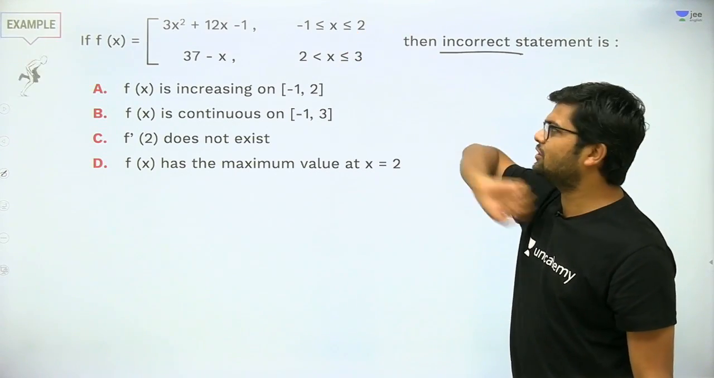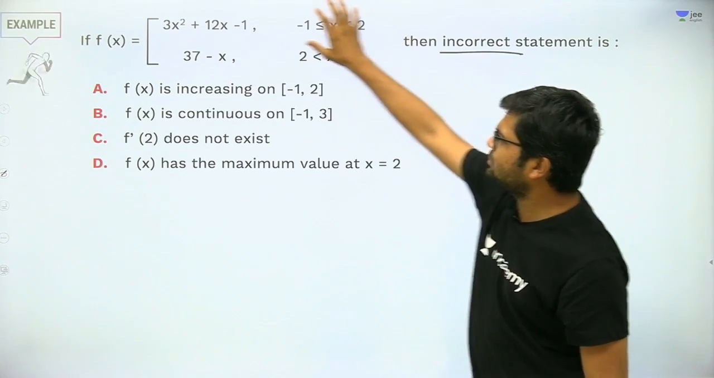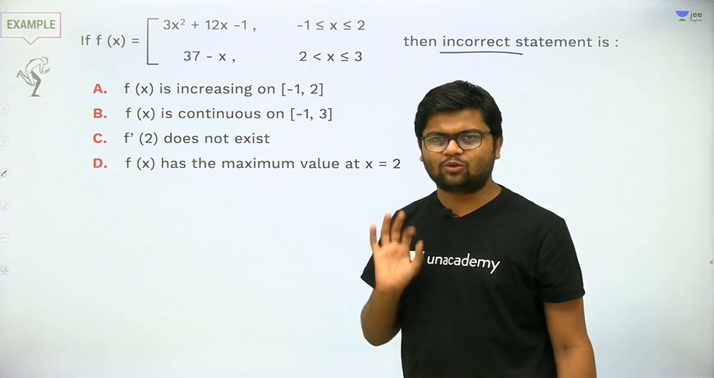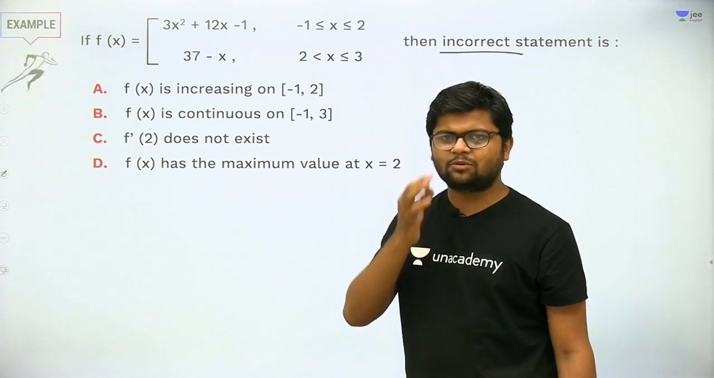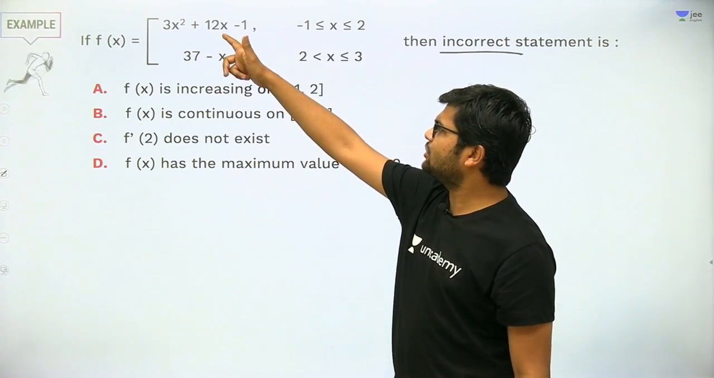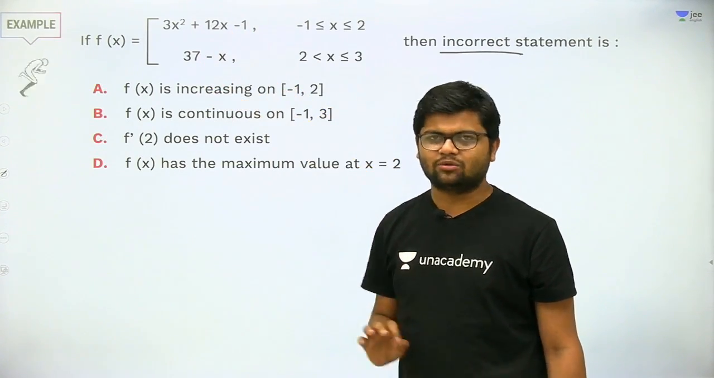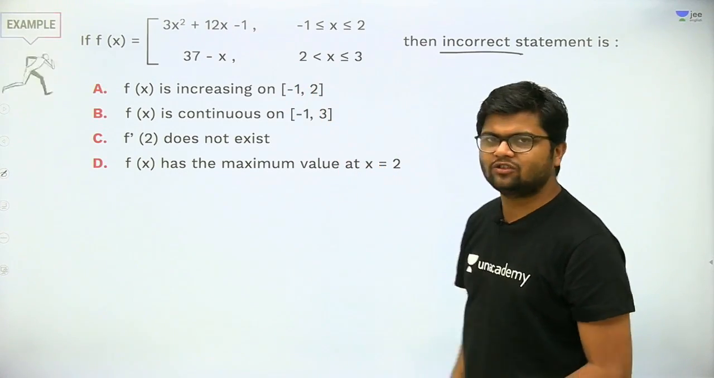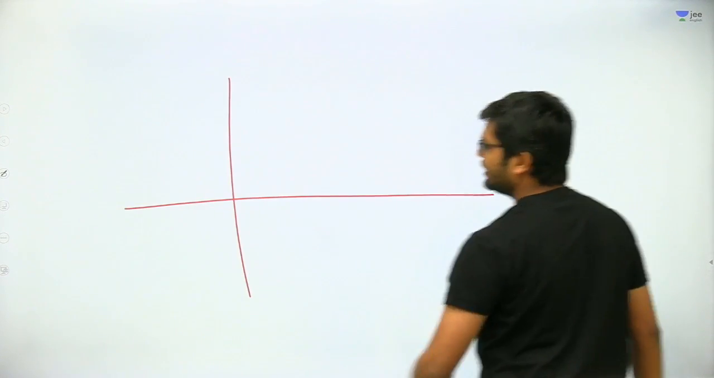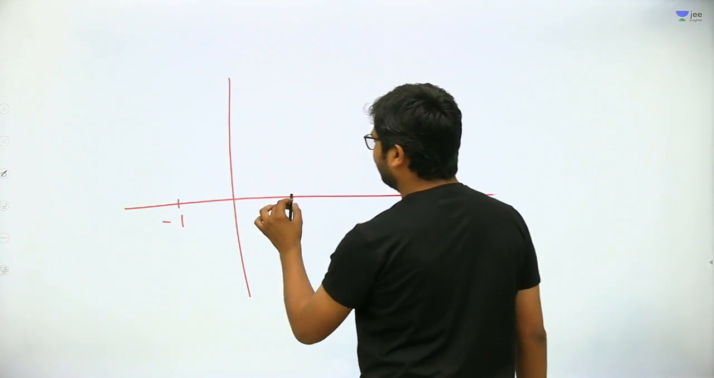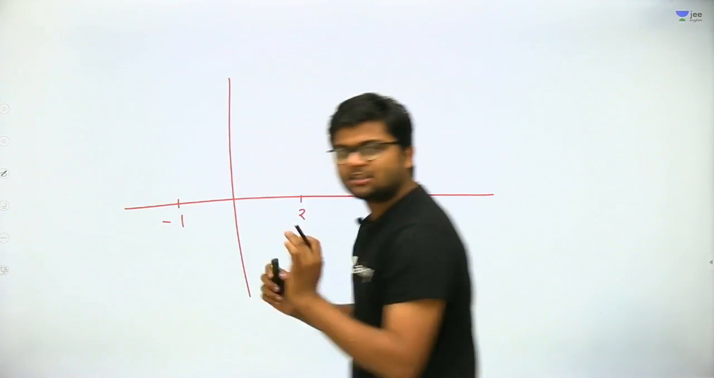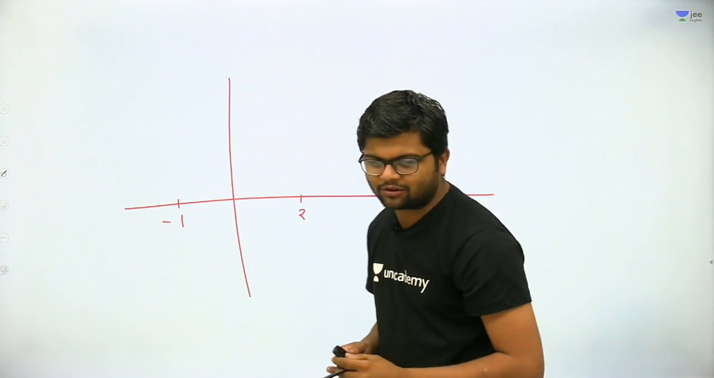So what will I do? I'll just plot the graph of the function. For −1 to 2, this is a quadratic graph, and this quadratic is very simple. I am not interested in the roots. I just want to plot a rough graph. The vertex of this quadratic is −b/2a, so it is −12/6, which is at −2. And this is a straight line. So let's plot the graph. This is my y-axis, this is my x-axis, and this is the point −1, and this is the point 2. These are the points that we need to focus on very specifically.